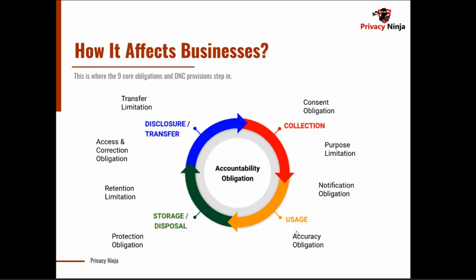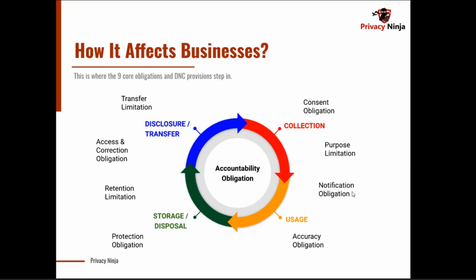On the outer ring, these tags are the 9 obligations. Starting with the first obligation, consent: your business can only collect, use, and disclose the personal data of individuals who have consented to such collection, use, or disclosure. Purpose: your business can only collect, use, and disclose personal data for the purposes for which consent has been given by those individuals.